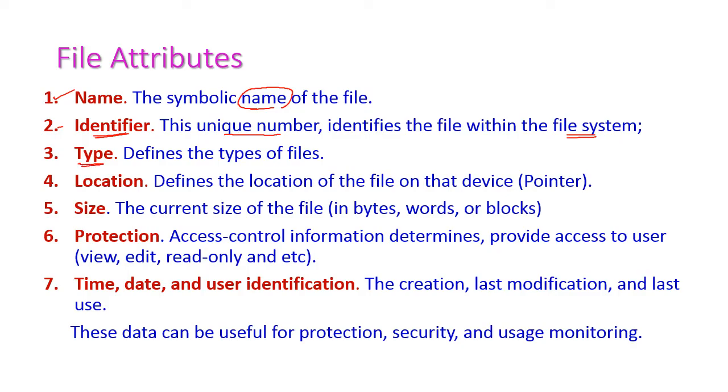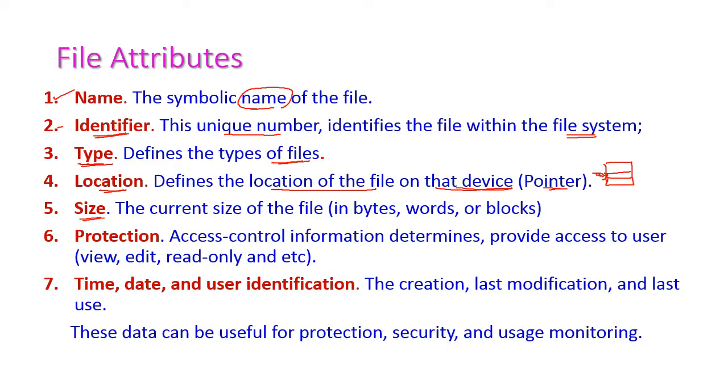And the third one is type. It defines the type of file. We have various different types of files, isn't it? So the type defines the type of file. And the next one is location. Location defines the location of the file on the device. So in the physical memory, the place where the file is actually located. Location is generally a pointer that is used to point to the current location of the file.